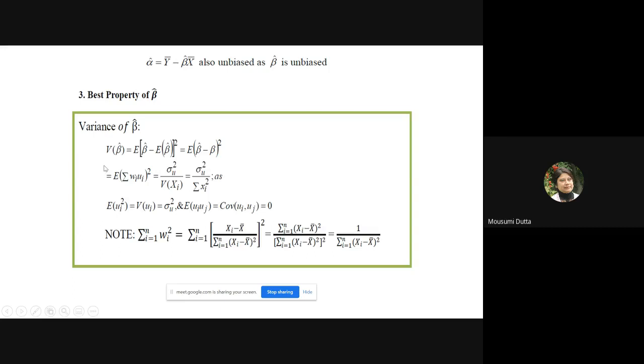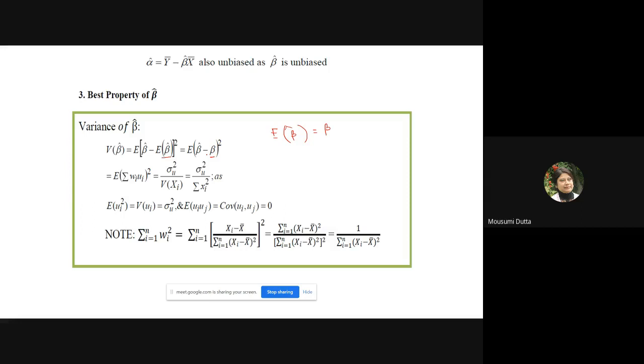So look at the projection. Variance of beta hat, the standard formula is expectation of beta hat minus expectation of beta hat, whole square. Now, already we proved that expectation of beta hat is equal to beta. That is, beta hat OLS is an unbiased estimator of beta. So I am replacing this expectation of beta hat by beta. So the variance is expectation of beta hat minus beta, whole square.